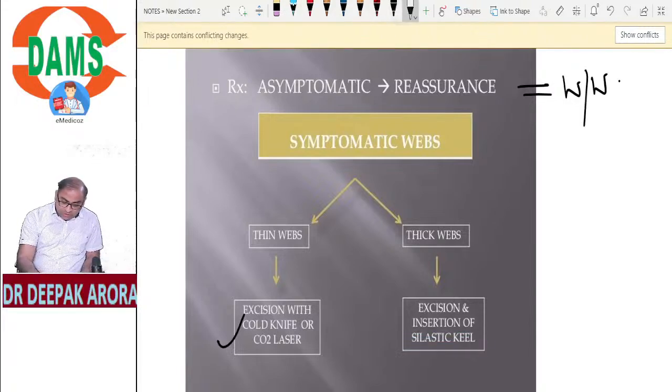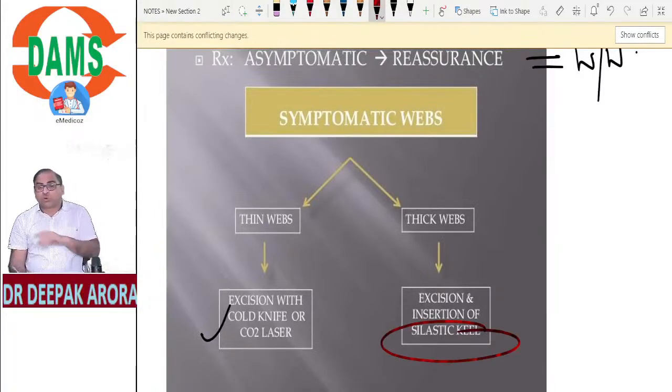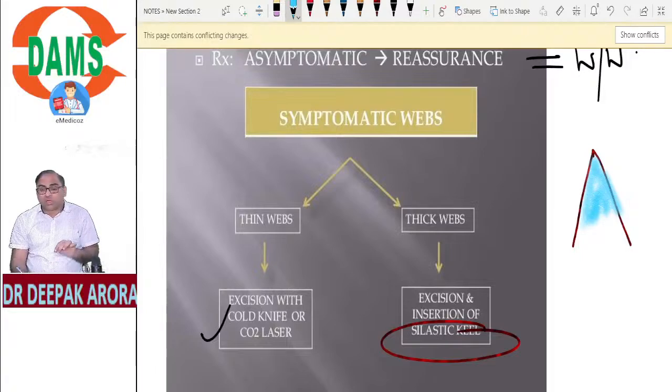Always remember, they can make one MCQ. Silastic keel is not used in most newborns. In thin webs, no. Thick webs. If the web is very thick, there is high probability that it will recur. So always remember this point: Silastic keel is used for thick webs. Then, am I understandable? Are you getting this point?